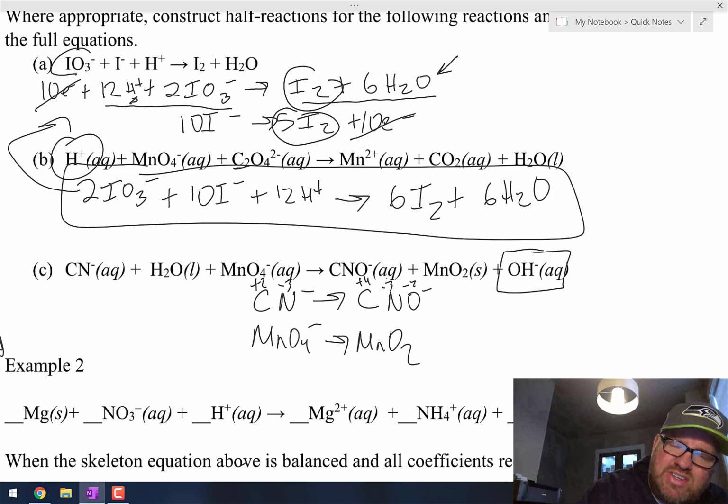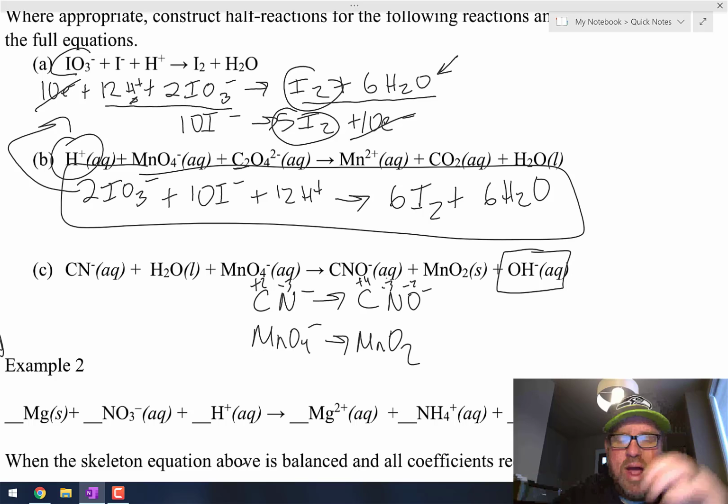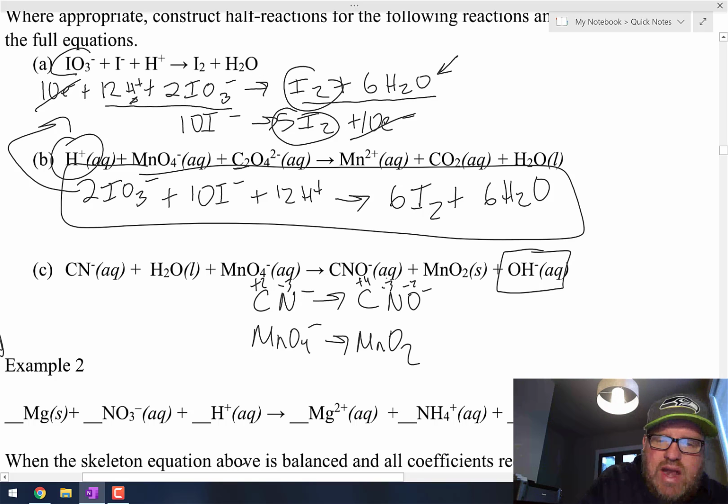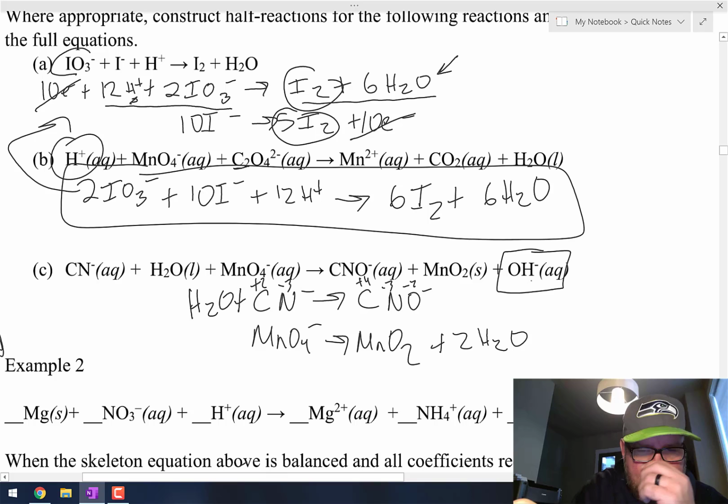Okay, and again, it doesn't really matter. Again, we're just going to follow our steps. So we're going to balance things that aren't oxygen or hydrogen. Everything's already balanced. The carbons, the nitrogens in the top equation, plus the manganese in the bottom equation, they're all balanced. Then we balance the oxygens by adding waters. So I need an H2O on this side, and I need 2 H2Os on this side.